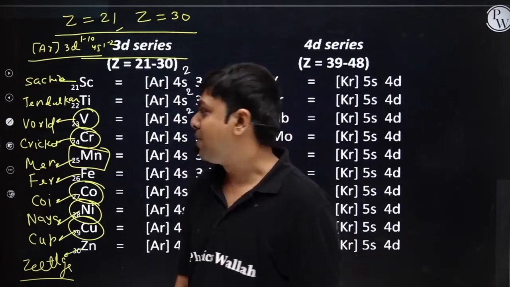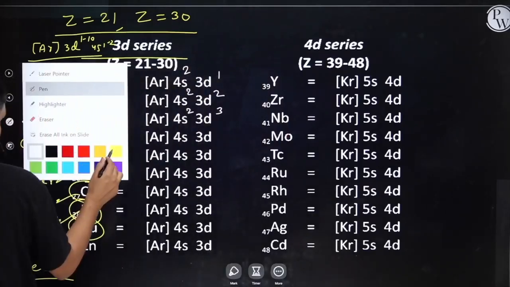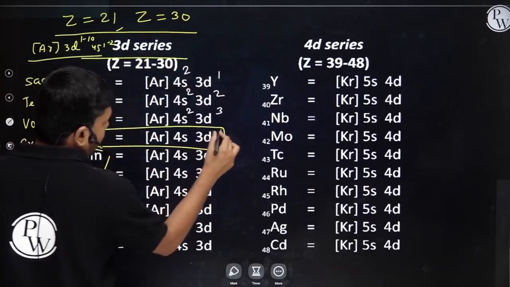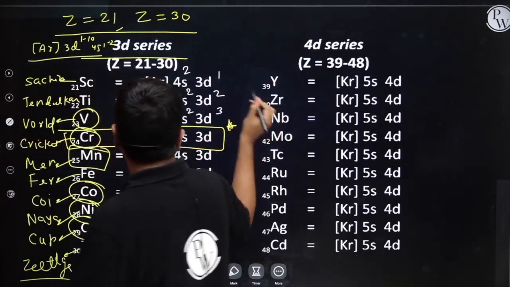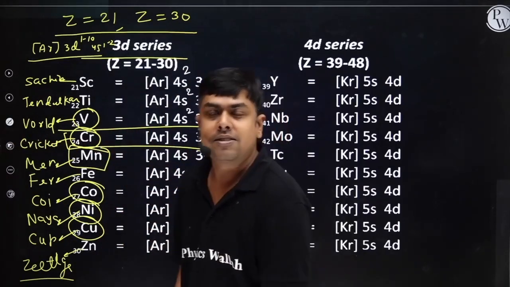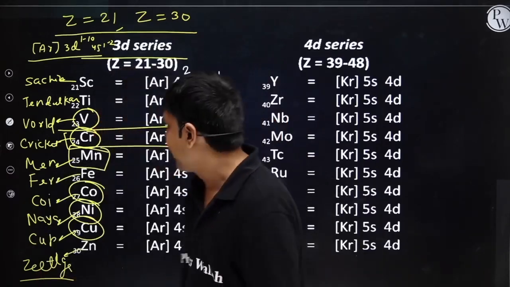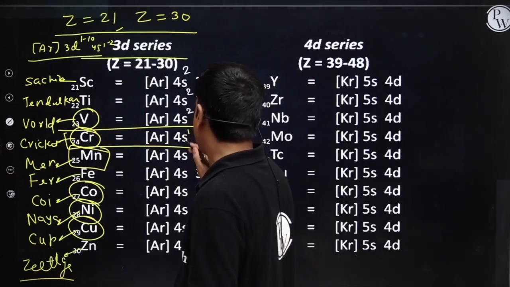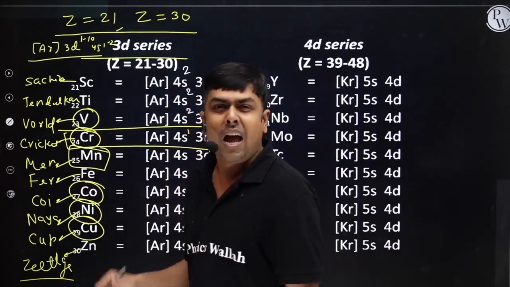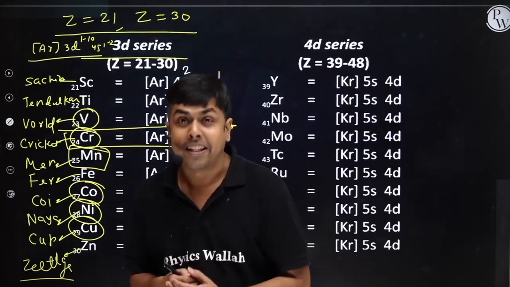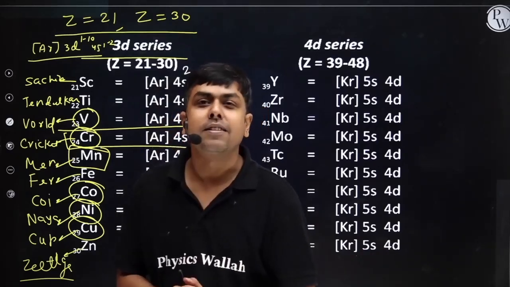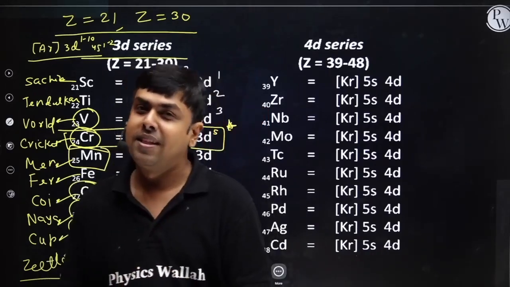Now, chromium. This one is an exception. This one you have to remember. This chromium configuration is really, really important. Some of the configurations are really important, and I will put a star mark over these configurations. Now chromium will have the configuration 4s1 3d5. And why is it so? Because an element with a half filled subshell or completely filled subshell is more stable, right?